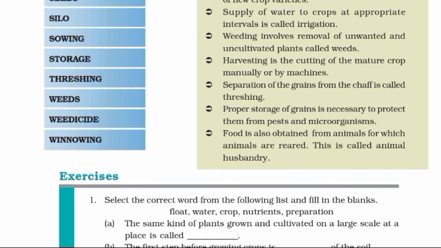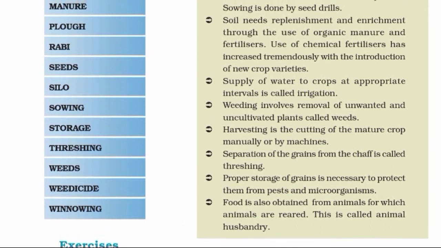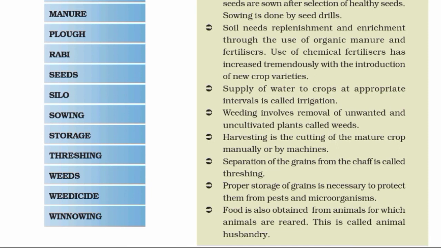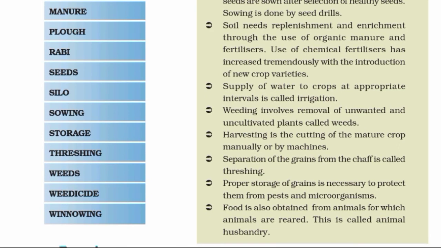Supply of water to crops at appropriate intervals is called irrigation. Weeding involves removal of unwanted and uncultivated plants called weeds. Harvesting is the cutting of the mature crop manually or by machines. Separation of the grains from the chaff is called threshing. Proper storage of grains is necessary to protect them from pests and microorganisms. Food is also obtained from animals for which animals are reared. This is called animal husbandry.